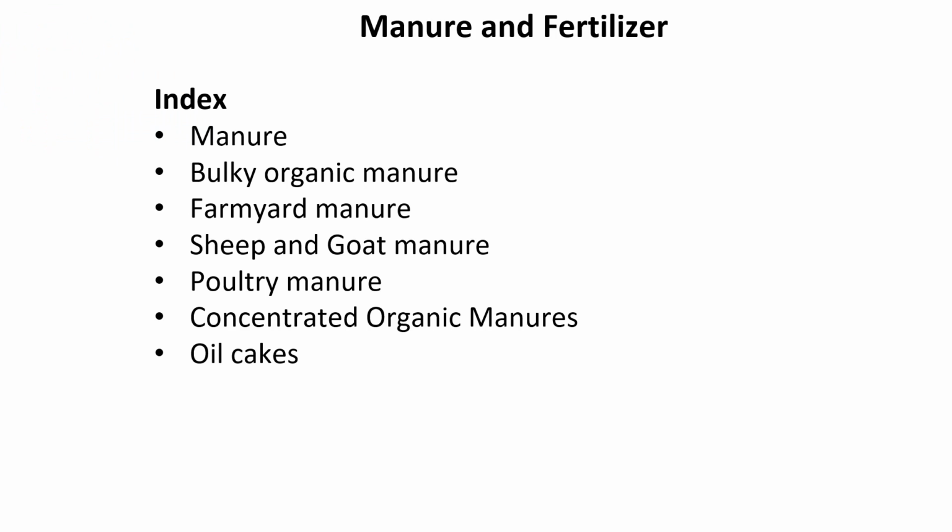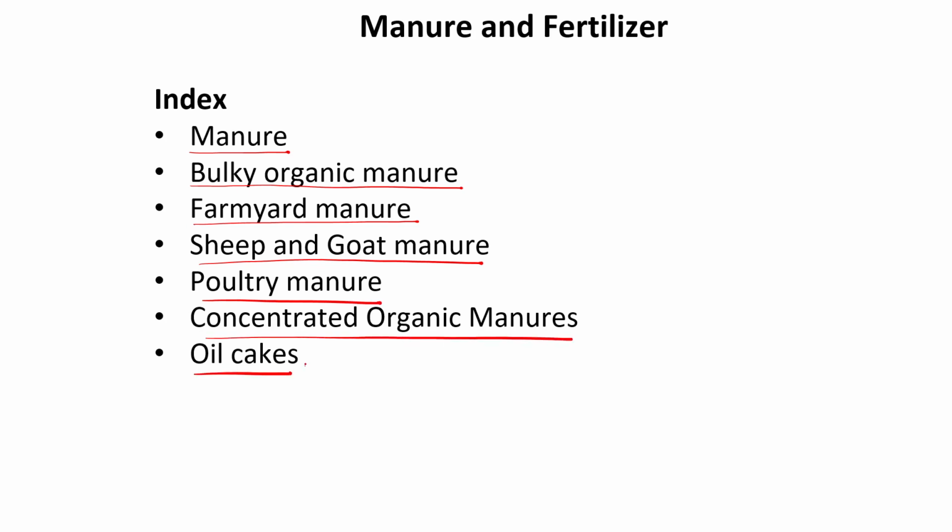In this session, we are going to study what is manure and what is bulky organic manure. There are different types of manure that we are going to discuss: farmyard manure, sheep and goat manure, poultry manure, concentrated organic manures, and also oil cakes that are used as manure. All these different topics we are going to cover in this particular session.